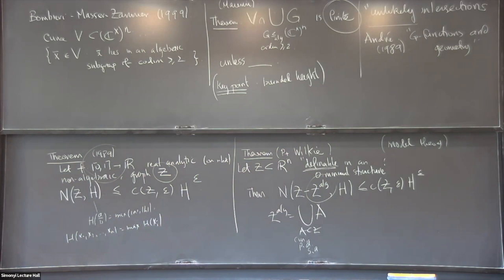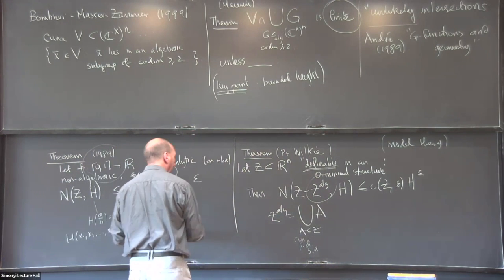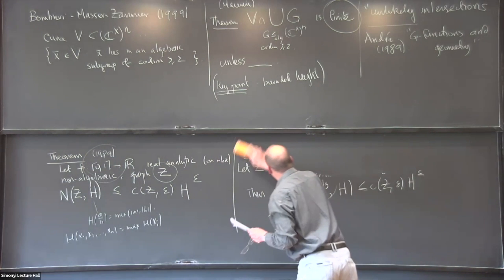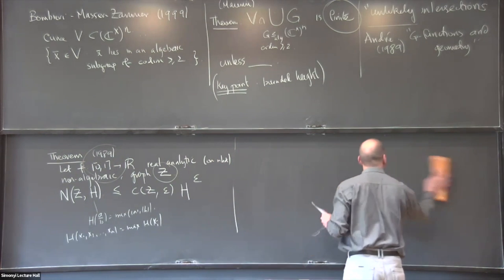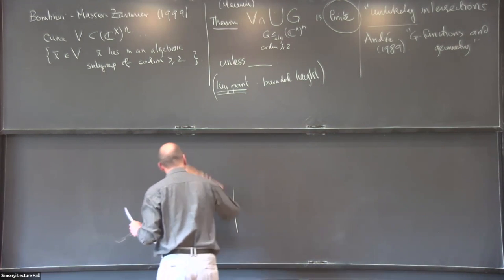Right. Because I now want to come back to the analog of this original problem, the unlikely problem, but in a Shimura variety, in a product of modular curves.